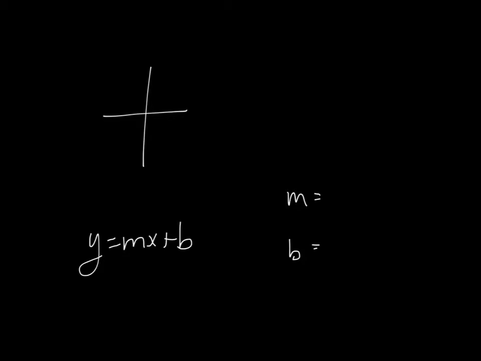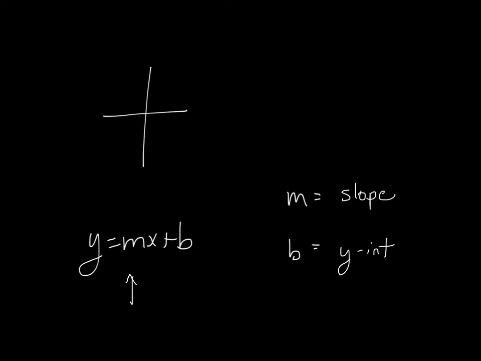Some of the important things to never forget and be on top of is this whole slope-intercept form. This is y equals mx plus b. It's called the slope-intercept form because m is the slope, otherwise known as the gradient, and b is the y-intercept. That's therefore the slope-intercept form.